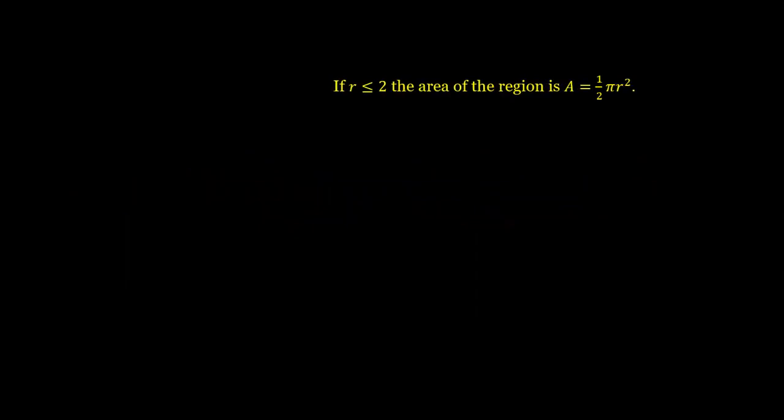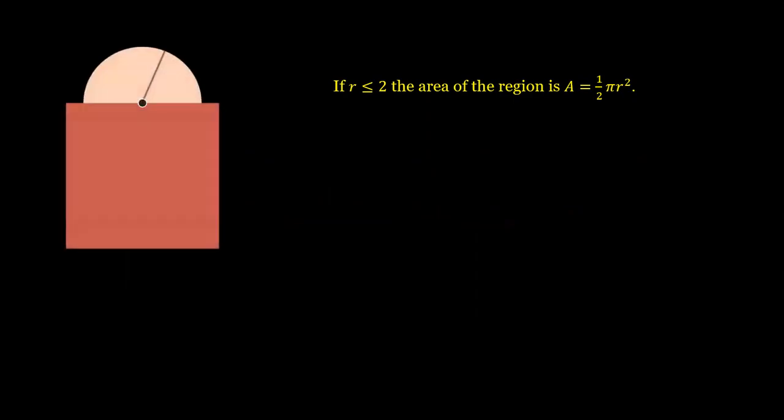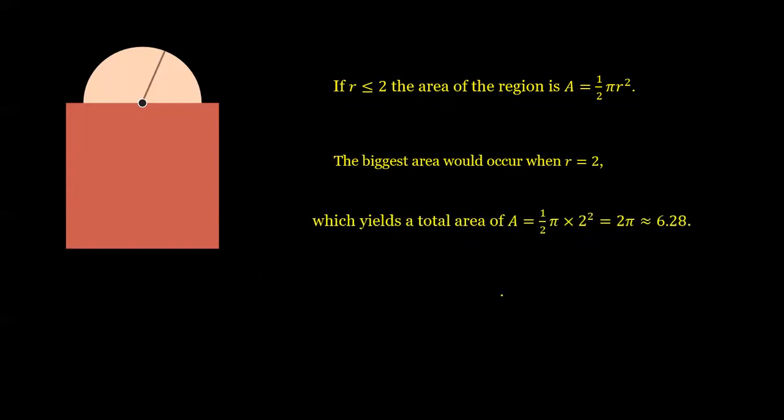If r is less than or equal to 2, then the area of the region A is half of pi r squared. The biggest area would occur when r is equal to 2, which yields a total area of this. This is less than 50, so we know we need more than 2 units of rope.